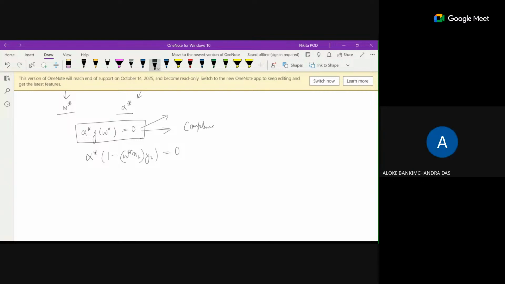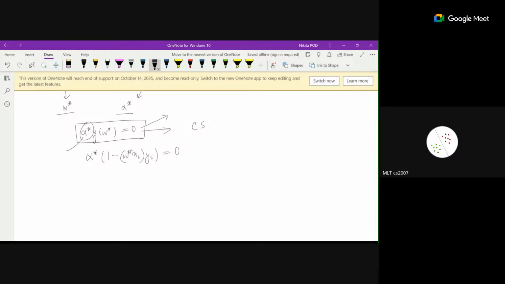This is my complementary slackness condition, and all it says is that if one is 0, the other can be non-zero, and if one is non-zero, the other has to be 0. There are 3 cases possible: both can be 0, or G of W star is 0 and alpha star is non-zero, or G of W star is non-zero and alpha star is 0. So 3 possibilities are there.